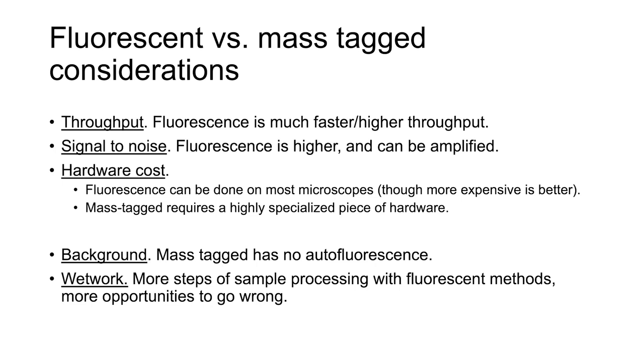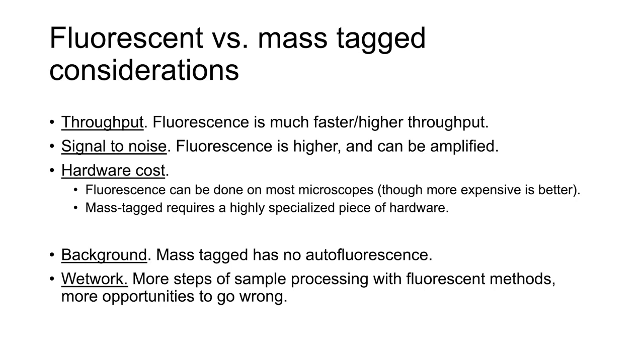And so if you're thinking about whether you should use fluorescent or mass tag-based approaches, there's a few different considerations. One of the key ones is throughput. Fluorescence is, I think, 10,000 times faster than the mass tag-based approaches. The integration time is lower on a pixel-by-pixel basis, and you're acquiring on a camera rather than rastering a laser or an ion beam across your sample.